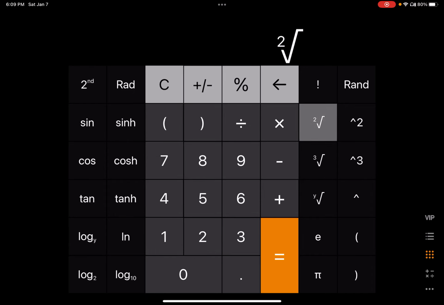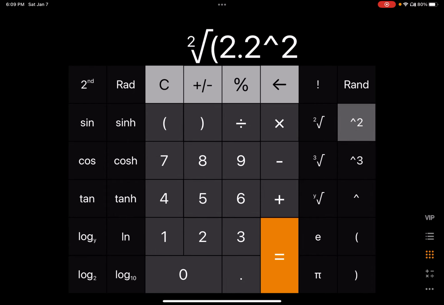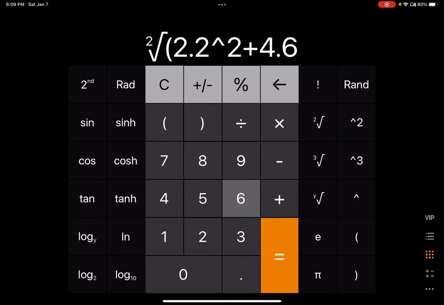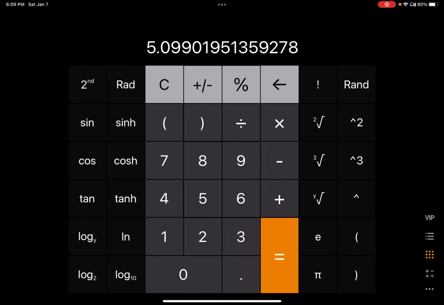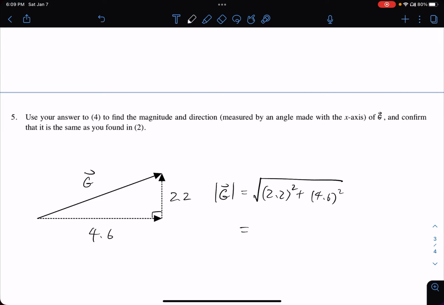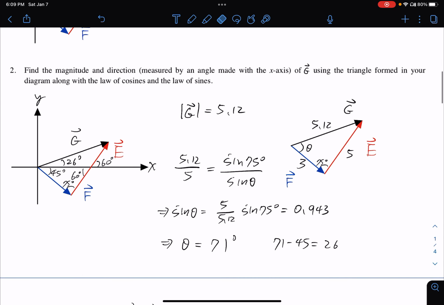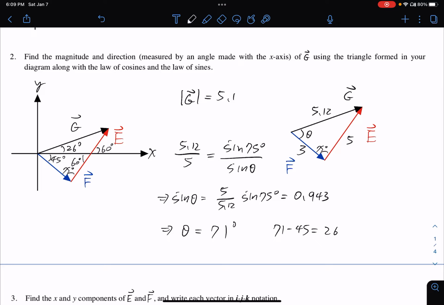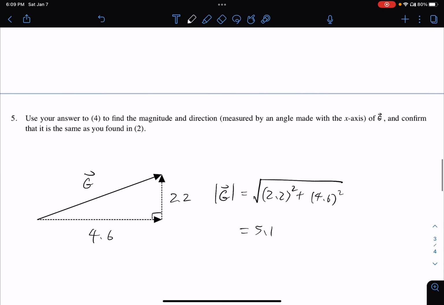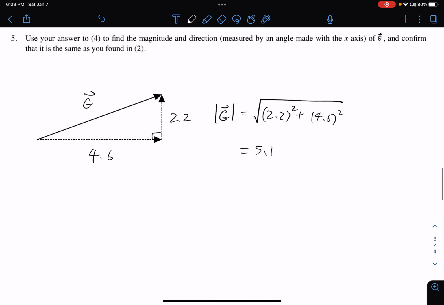So the square root of 2.2 squared plus 4.6 squared will give you 5.09, which is about 5.1. So we see that they do agree with each other. The significant figures I use are not that accurate, so we can just keep it up to 5.1.